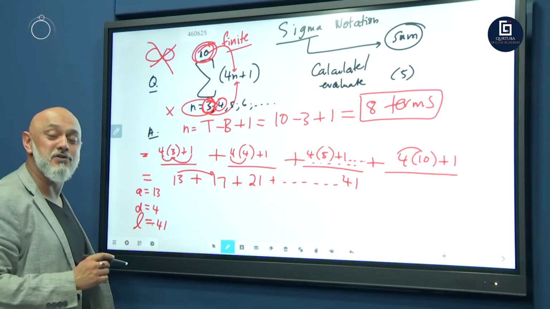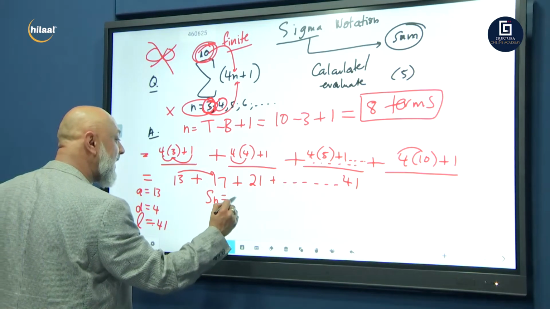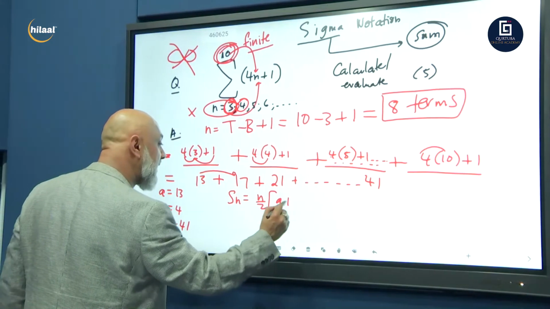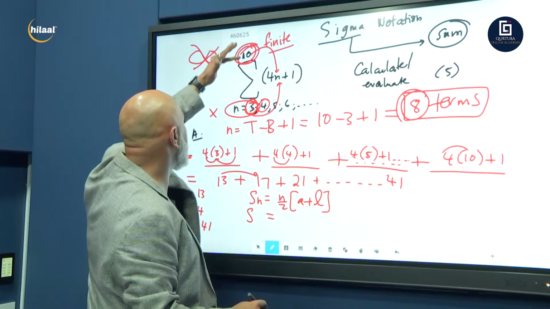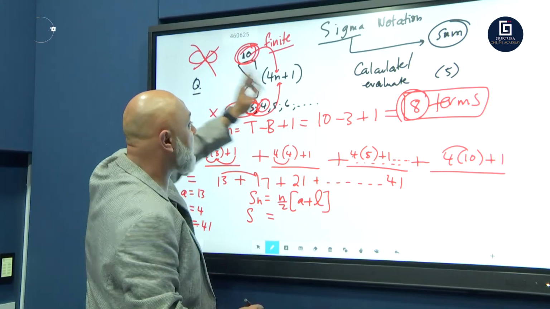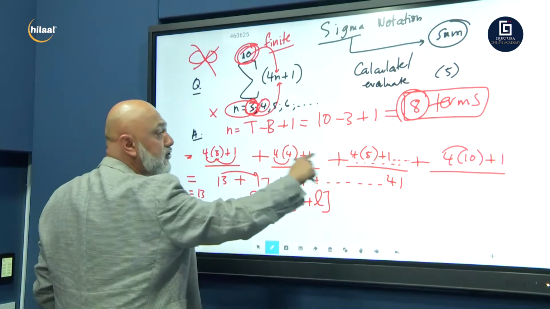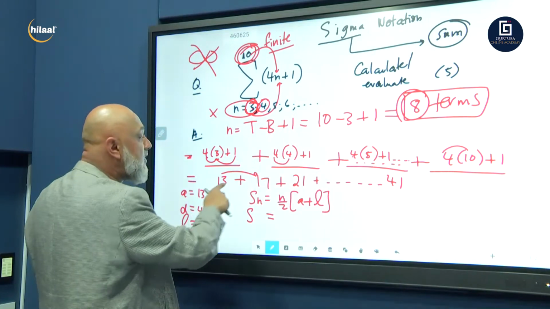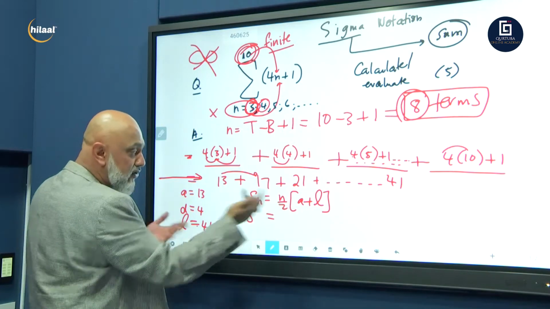Which formula will I use? Yes, you are right. Sn equals n over 2 into a plus l. So S to how many terms? That's why we needed to find our number of terms. Again, how did we find our number of terms? We took our top number minus our bottom number plus 1. So 10 minus 3 is 7, plus 1 gave me 8 terms. We then started substituting from the bottom in to get our series. Then we determined only here whether it was arithmetic or geometric, and we used the correct formula.